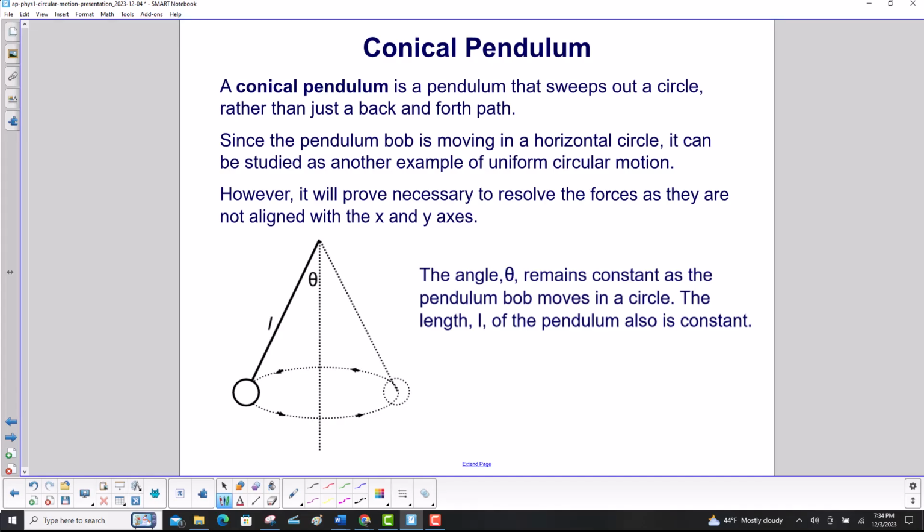A conical pendulum is a pendulum that sweeps out a circle rather than just a back and forth path. Since the pendulum bob, right over here, is moving in a horizontal circle, it can be studied as another example of uniform circular motion. However, it will prove necessary to resolve the forces as they are not aligned with the x and y axes. The angle theta remains constant as the pendulum bob moves in a circle. The length L of the pendulum also is constant.